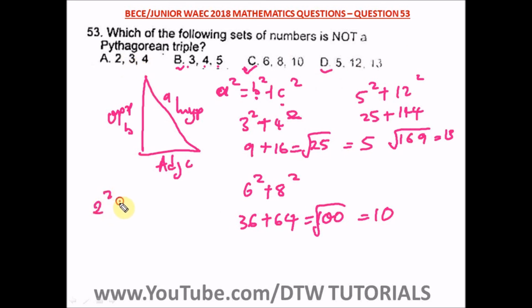So let's try for 2, 3, and 4. When you have 2 square plus 3 square, 2 square is 4, plus 3 square which is 9. 4 plus 9 is 13. And the square root of 13? You don't have a whole square root of 13. It can never give you 4. So the set of numbers that is not a Pythagorean triple is option A, which is 2, 3, and 4. I hope you now know how to confirm which set of numbers is a Pythagorean triple. So our right option here is option A, which is not a Pythagorean triple.